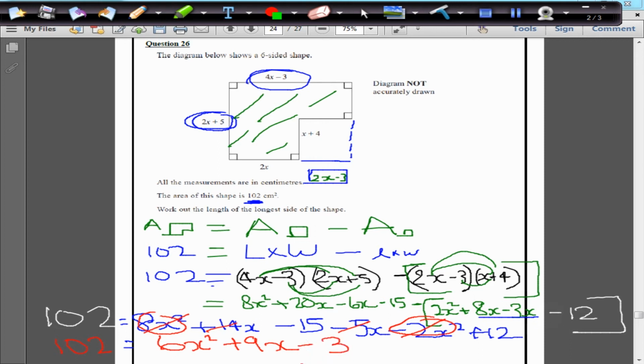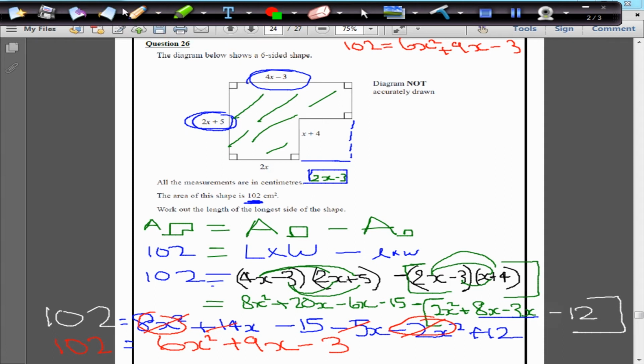Minus 3. Now, in order for us to carry on with this question, I'm going to copy this question out over here on the side and carry on over here. I need some space. So you have 102 is equal to 6x squared plus 9x minus 3. Now what do we need to do with the 102?